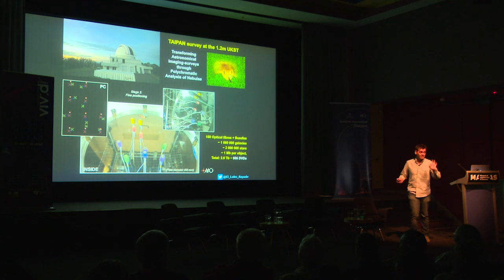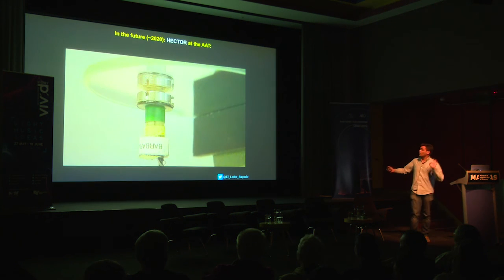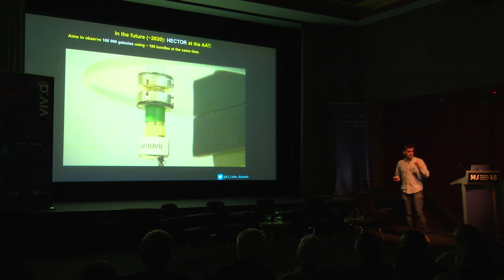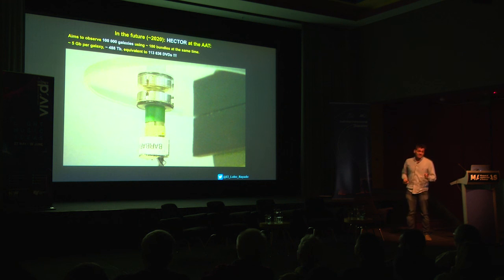It is just testing what we really want to build, which is Hector at the AAT, a system where we want to observe 100,000 galaxies using the bundles, and then we will get for one galaxy 5 gigabytes of data. So that will be the equivalent to 113,636 DVDs.